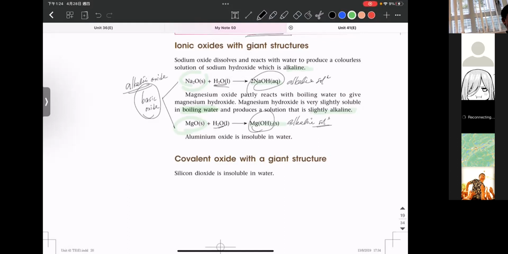How about aluminum oxide? Now, aluminum oxide is a very strange example. It is water insoluble. It will not be able to form an alkaline solution. Yes, unfortunately. But does it mean that it is not a basic oxide nor an alkaline oxide? No. It's also basic, it's also acid.